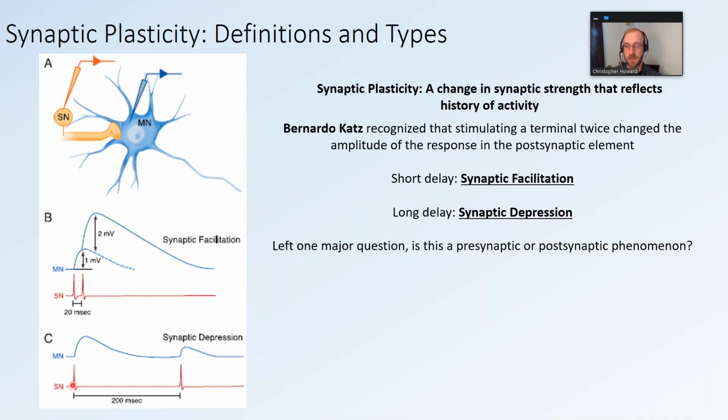Now what happens if you separate these two stimulation events by a long delay? This results in synaptic depression. So here we have the PSP of amplitude 1 millivolt, and then we wait 200 milliseconds, give a second shock, suddenly the PSP has gone down in strength. So we're going to dive into some of the mechanisms that underlie these two ideas.